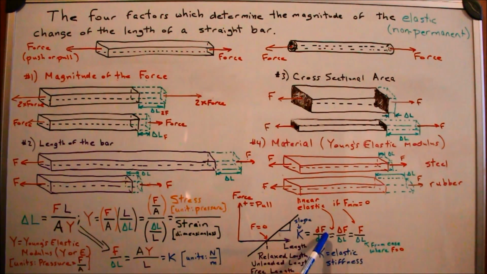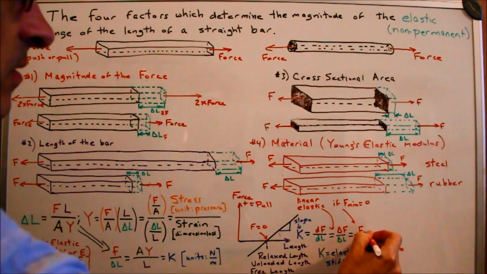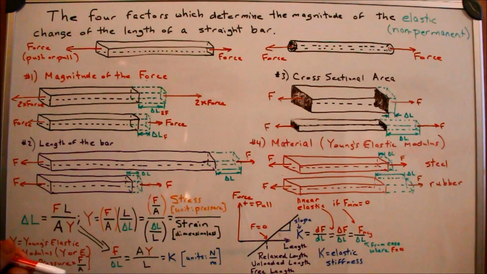So it's the change in force over the change in length, which if it's linear elastic, then I'll have the delta force over delta length. If I say my force minimum is 0, then it's just the magnitude of the force divided by the change in the length. So the change in length is the change in length from 0 force to whatever force I have applied. That's defined as the stiffness, and that just comes from rearranging the equations in this term. So I have force over change in the length. That's what my elastic stiffness is.